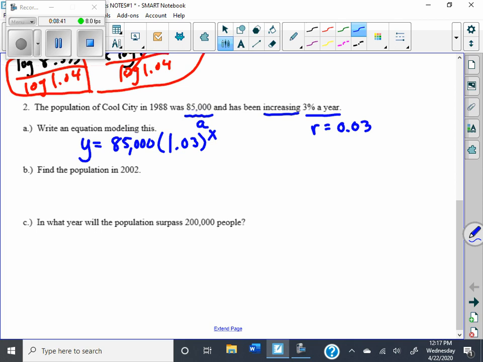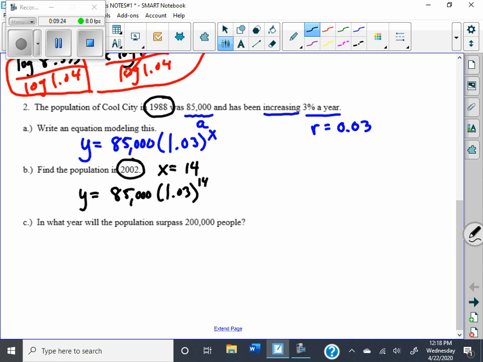All right, B, find the population in 2002. So now we have to look and see, when did the study start? Well, the study started in 1988, and now we want to know what the population was in 2002. So we're going to subtract those two values. For 2002, subtract 1988. So that's going to be 14 years. So our time, or x, is 14. So now we can plug that into our formula. Y equals 85,000 times 1.03 to the 14.